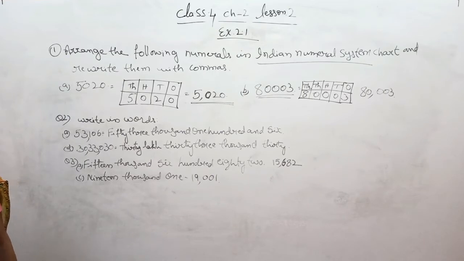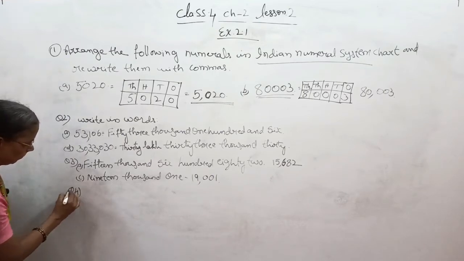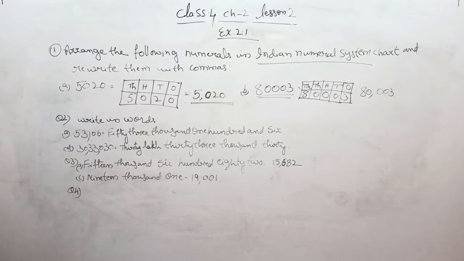Now, question number 4. Rewrite the numbers into the international system with the help of a place value chart.